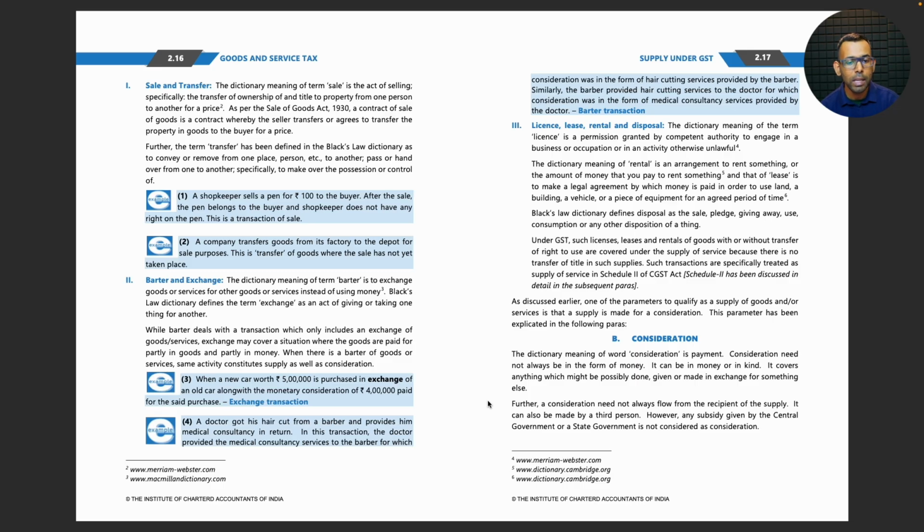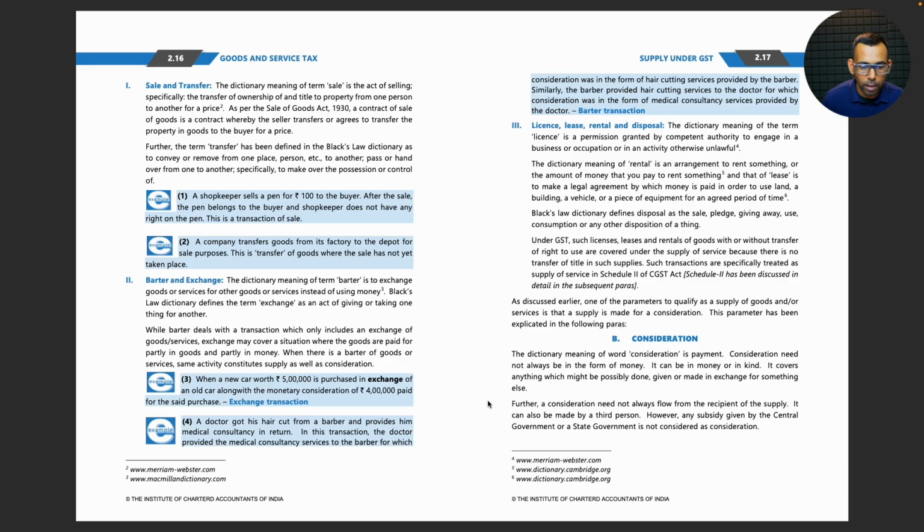A shopkeeper sells a pen for 100 rupees to the buyer. After the sale, the pen belongs to the buyer and the shopkeeper does not have any right on the pen. This is a transaction of sale. A company transfers goods from its factory to the depot for sale purposes. This is not a sale, because the sale has not yet taken place, as there are not even two parties to the transaction. So you cannot clearly define a buyer and a seller. A company is transferring its own goods from its own factory to its own depot. Both belong to the company. So therefore there is only transfer of goods, but there is no sale.